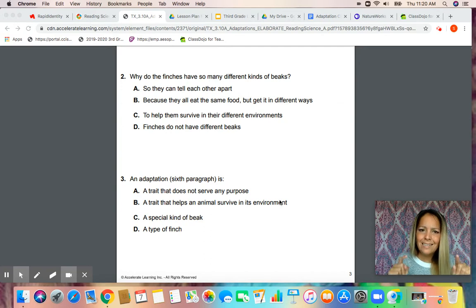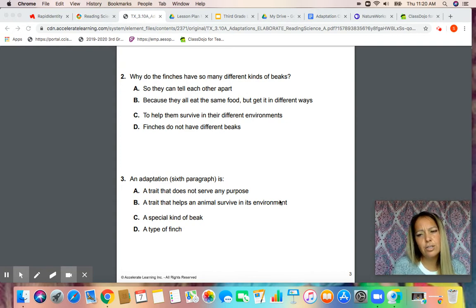So I know that D is not my answer, and I know that B is not my answer because B states they all eat the same food. Well, we learned that they eat different foods. So our last 2 answer choices are A and C. So they can tell each other apart or to help them survive in different environments. If you said C, it's correct.